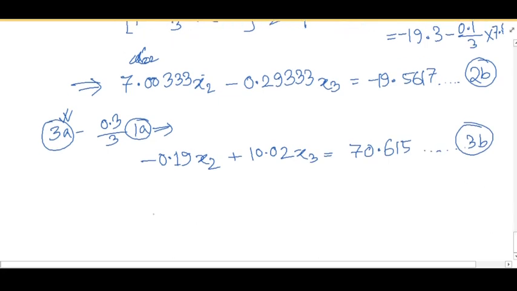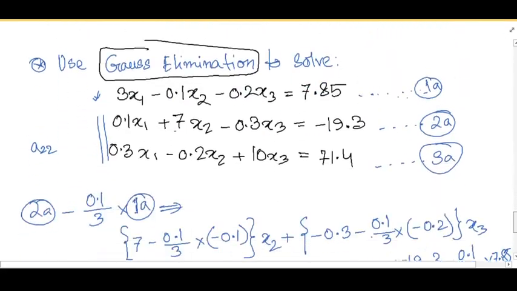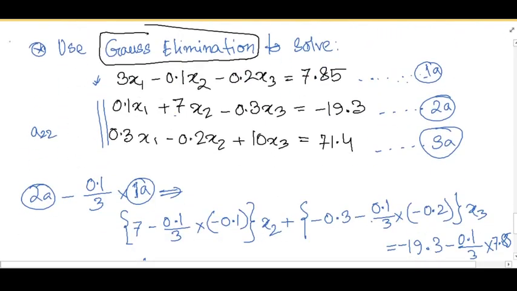So now we have the system of equations. I will be importing this thing again, 1a, sorry, I'll be importing this thing.